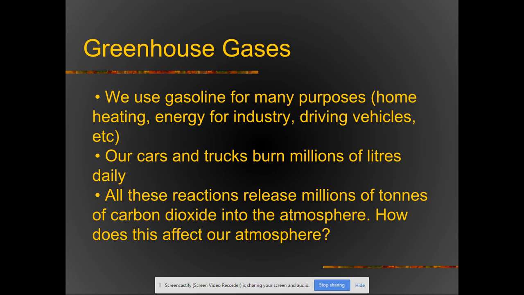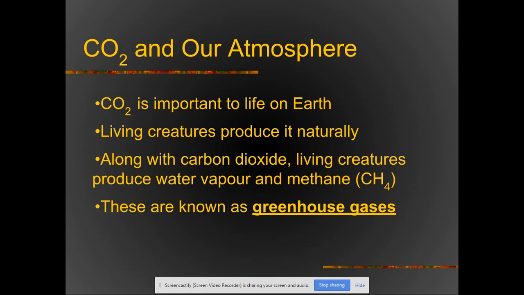Now, greenhouse gases. When we use gasoline for many purposes, in our home heating, energy for other industries, driving vehicles, etc., our cars and trucks burn millions of liters of gas daily. All these combustion reactions release millions of tons of carbon dioxide into the atmosphere. And how does this affect our atmosphere? You're probably wondering that, and I'm sure you're excited to find out.